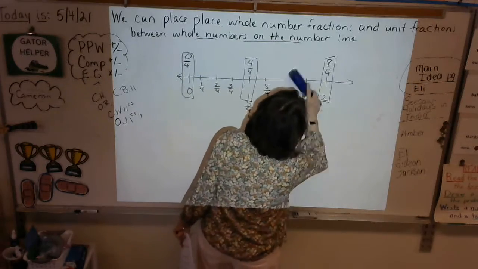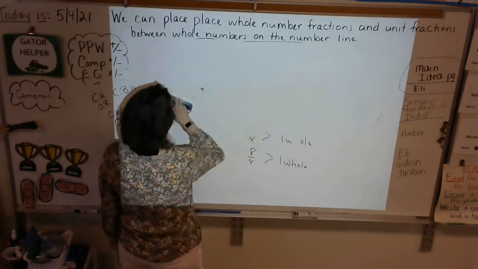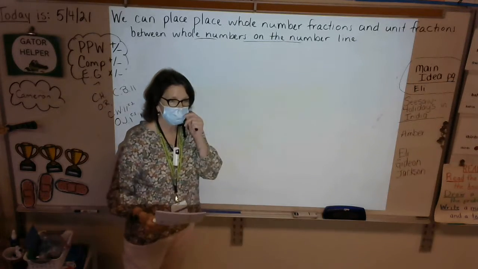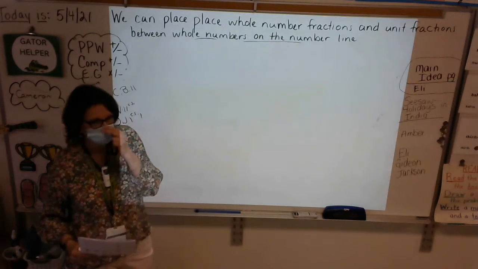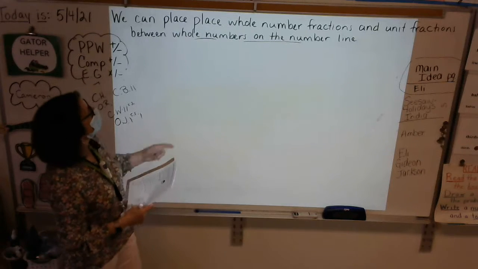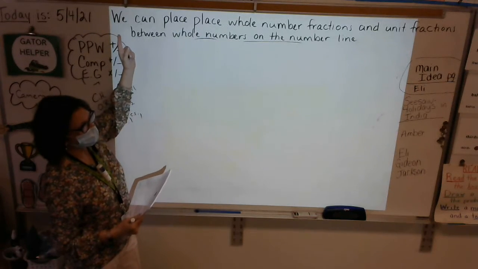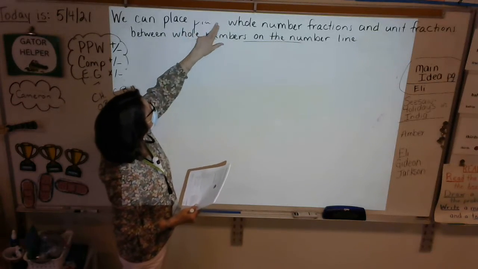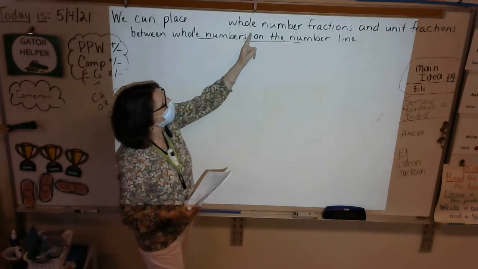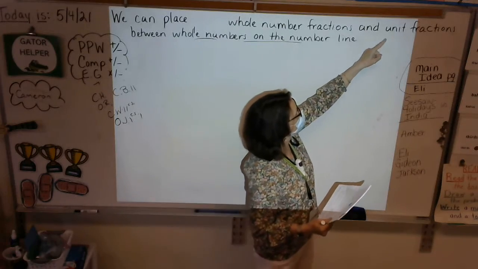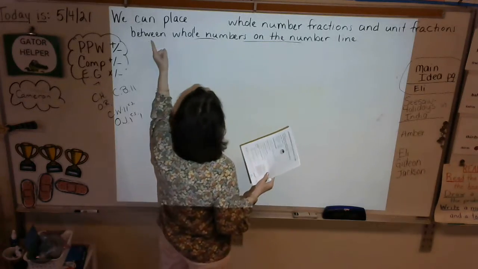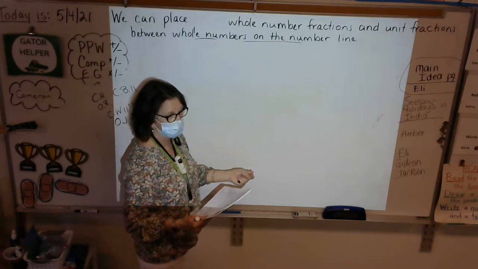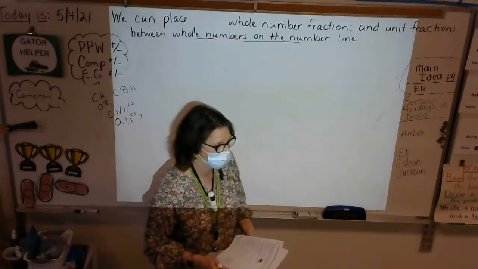All right, now, boys and girls, we're going to read our learning target. We're going to start our lesson for today. So that was just a little review, placing numbers on the number line. So let's read our learning target in the count of one class. 3, 2, 1. We can place whole number fractions and unit fractions between whole numbers on the number line, which is kind of what we just did, but we're going to do this together and label our fractions.